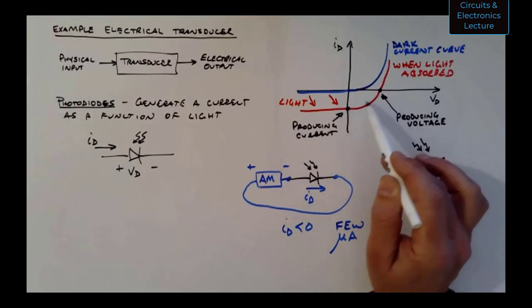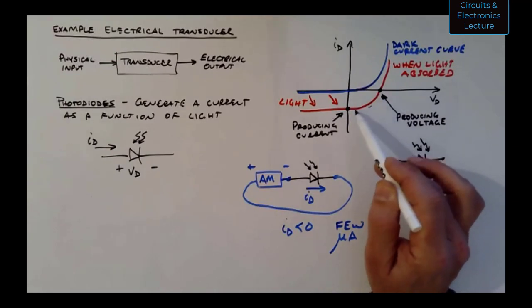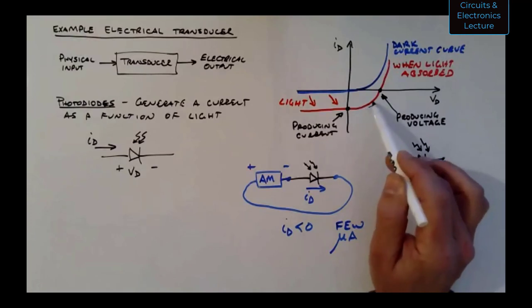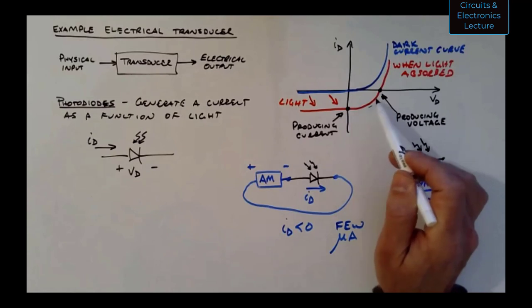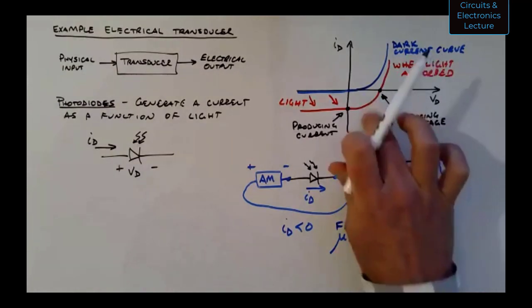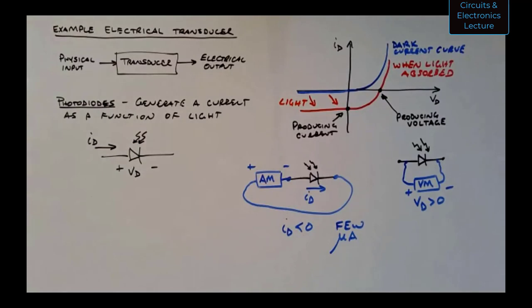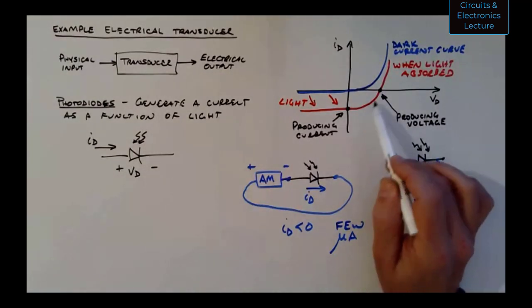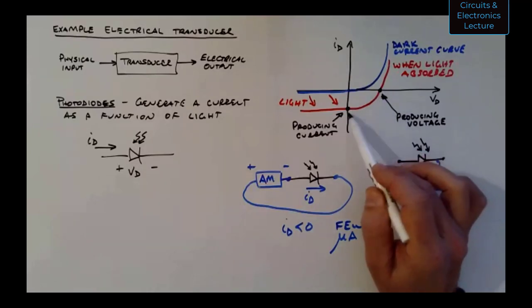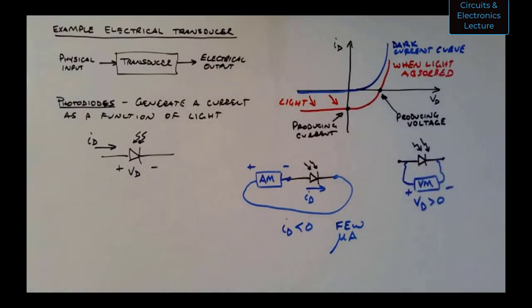V times I. Well, in the middle here, actually, this is where you're producing power, because V and I are non-zero. So this is the mode along this photodiode where you would use it to produce power, and that's what a solar panel is. This is the method that solar panels use to produce power: you don't have the terminals shorted, you don't have the terminals open, you have something in between, and the light is causing power to be produced. So you're taking optical energy, converting it to electrical energy.